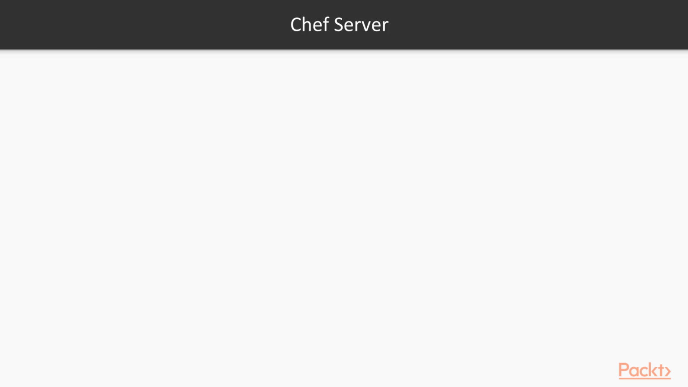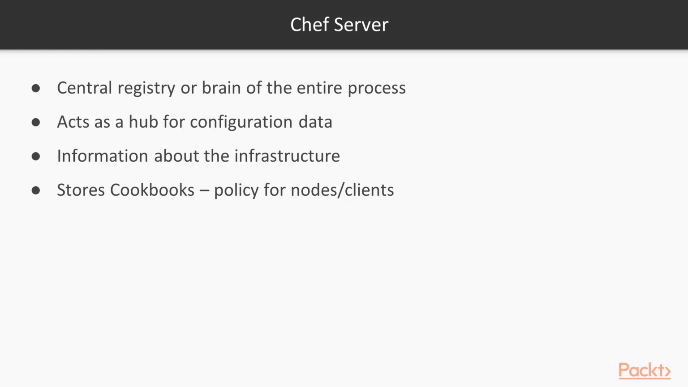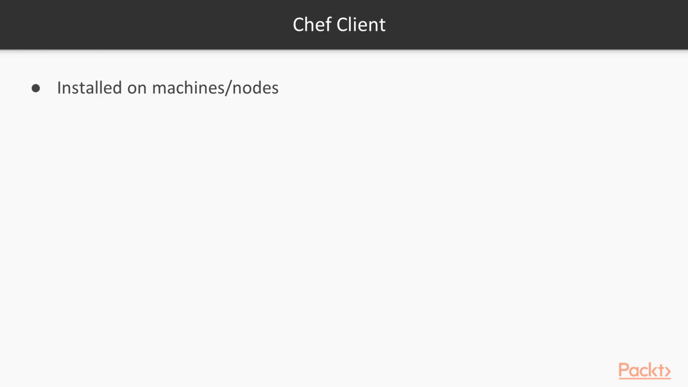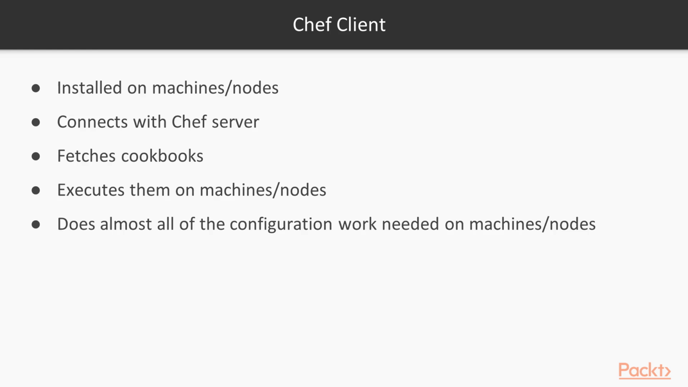Coming up with the Chef server, it's a central registry or a brain of the entire process. Acts as a hub for configuration data. Has the information about the infrastructure. Store cookbooks, which are the policies for nodes and clients. Coming on to Chef client. Client is installed on all the machines and nodes. It connects with the Chef server, fetches cookbooks, and finally executes them on the machine nodes. It's the Chef client which does almost all the configuration work which is needed on the client machine and nodes.